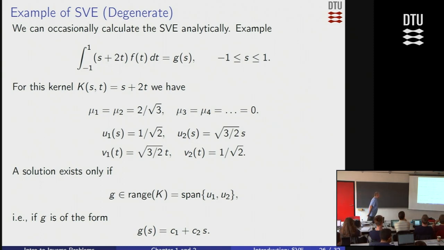And I give you here the first two singular functions, u and v. And then the claim is that we only have a solution. This is about existence then. See, that was one of the Hadamard conditions. What can we say about existence? Well, a solution exists only if the right-hand side is within the range of K, right? Because from that expansion of the right-hand side, you can see that the only two functions that can contribute to the right-hand side are u1 and u2. So you cannot come with an arbitrary g. It has to have that particular form there.